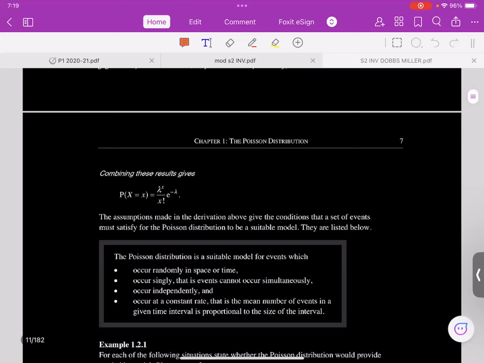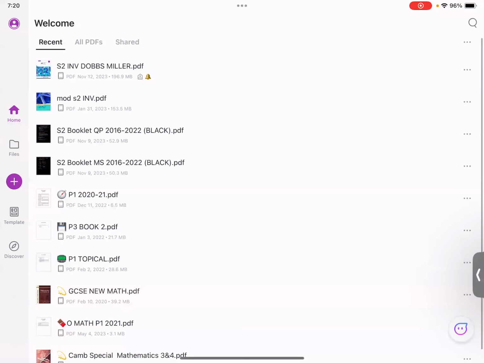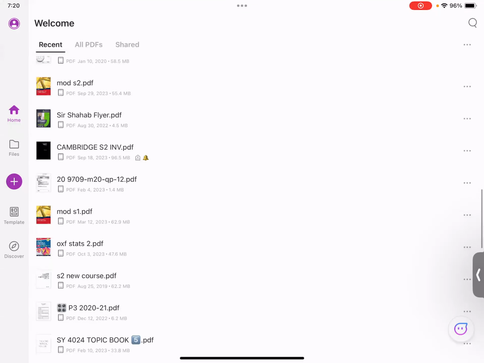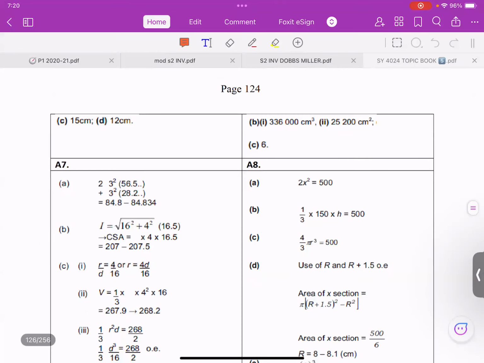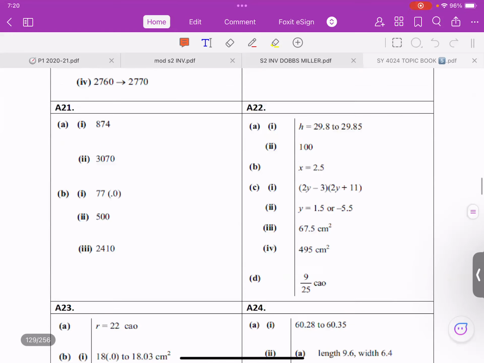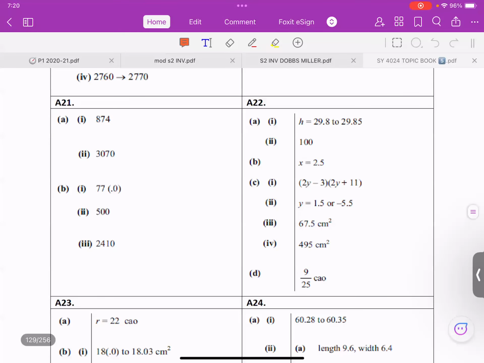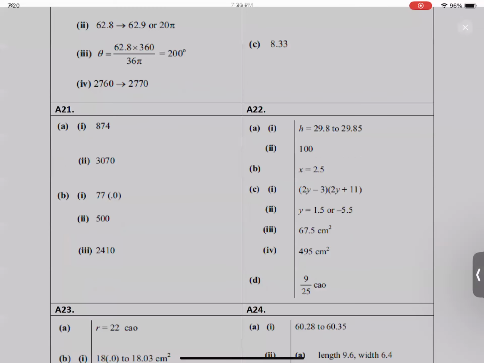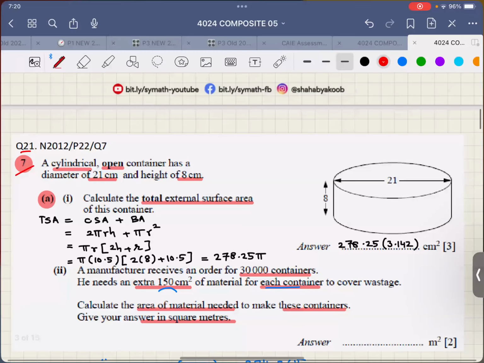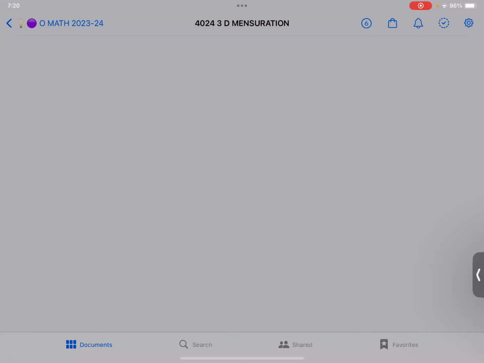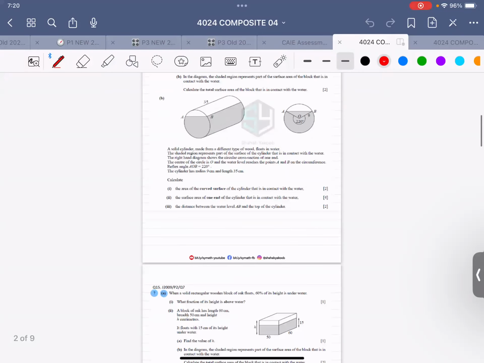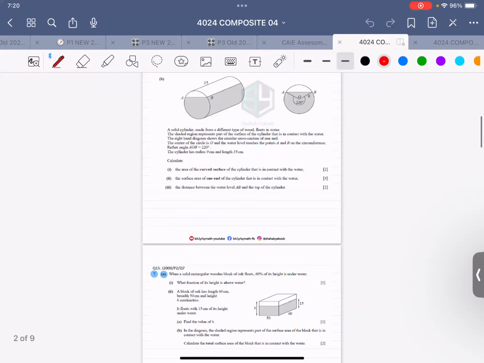So let's go to the past papers. And I can locate this thing, which is the topical book. That's right over here. And then question number 21, that is. So this is question number 21. There it is. And this is what I'll be pasting. So I've copied it. Going back to this one. That is composite 4. This is composite 5, and then composite 5 and composite 4.